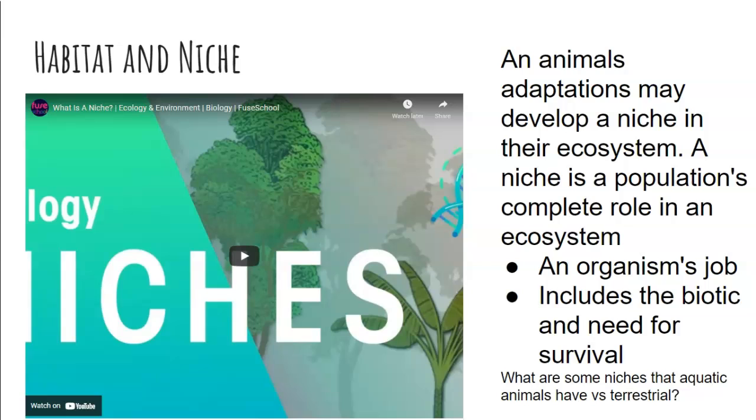So what are some niches that aquatic animals have versus terrestrial? Think of the sea anemone and the clownfish, Nemo. They have a symbiotic relationship. Sea anemones normally sting stuff. The clownfish doesn't get stung and it has a home, okay? Most other fish can't live in sea anemones. So what that means is the clownfish has created a niche for itself. It's created a habitat, a home for itself, by having this symbiotic relationship. It fills a role within the population that no other organism can. So that's where its niche is.